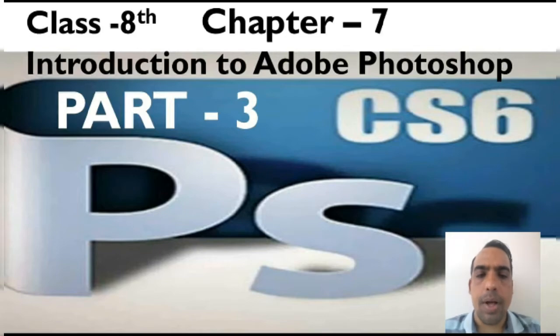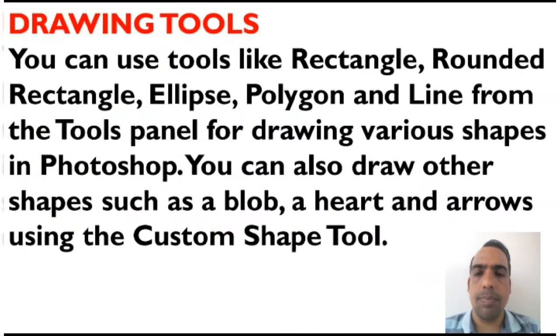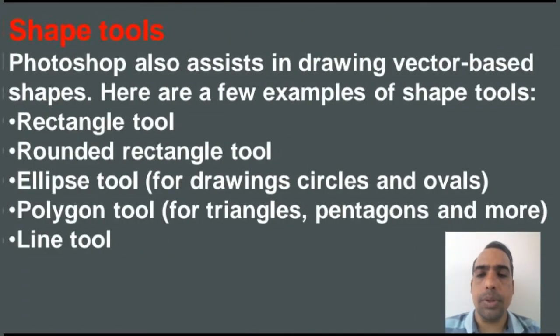In this video, I will explain the remaining tools of Photoshop. Drawing tools. You can use tools like rectangle, rounded rectangle, ellipse, polygon and line from the tools panel for drawing various shapes in Photoshop. You can also draw other shapes such as a blob, a heart and arrow using the custom shape tool.